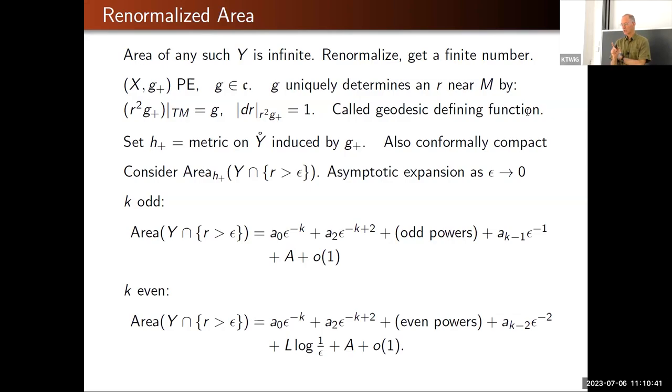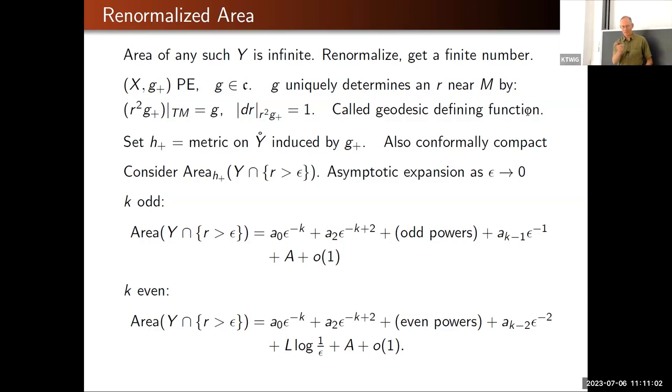k is the dimension of the submanifold of the boundary. So k plus one is the dimension of the minimal submanifold of the inside. So there's two numbers. k is the dimension of the submanifold of the boundary. n is the dimension of the boundary itself. Right. So that's going to be throughout the talk. There's a k and an n, which are these two dimensions.